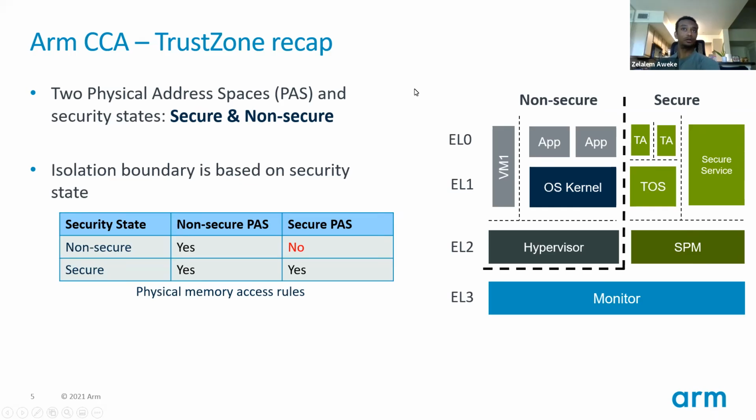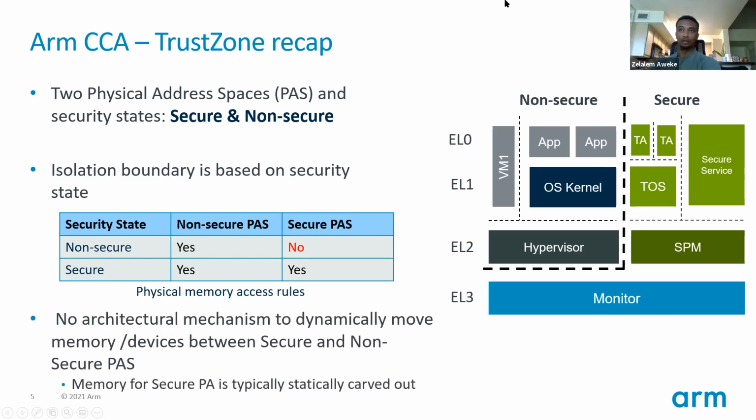There is an isolation between secure and non-secure states, which is enforced by the TrustZone controller. In this architecture, if you are in the non-secure state, you can only access the non-secure physical address space. But if you are in the secure state, then you can access both the non-secure and secure. So this is just a recap.